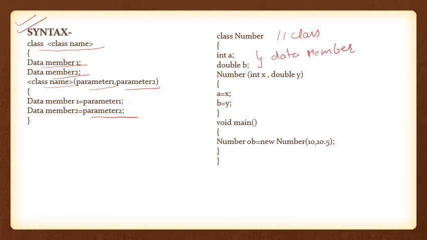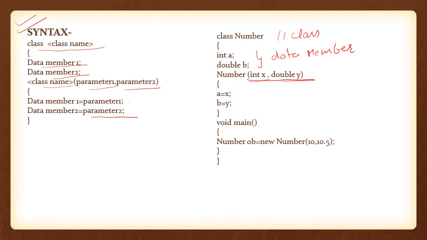So for two data members, here are two parameters: first int x for A and double y for B. So how can we write it? Pass two data members, int x comma double y.